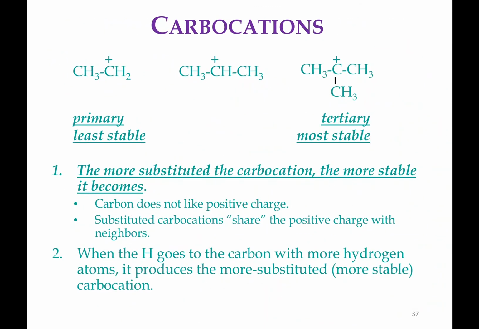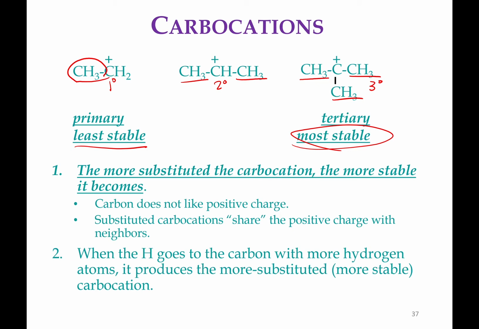Carbocations are going to range in stability. A primary carbocation, one that only has one other carbon neighbor, is going to be the least stable. This is a secondary carbocation. It has 1, 2 carbon neighbors, and this is a 1, 2, 3 tertiary carbocation. This is the most stable. You can have a quaternary carbon, but you can't have a quaternary carbocation because we have to have something missing in order for it to be a carbocation. So the more substituted the carbocation is, the more stable it will be.